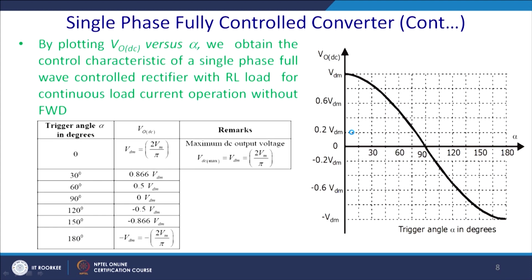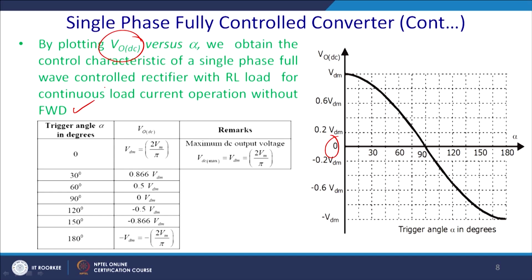Now, let us see the characteristics of this single phase fully controlled converter. So, we will plot VDC versus alpha. You can see that you can get a maximum value of VDC, that is 2 Vm by pi, and that is at alpha equal to 0. So, these are the control characteristics of the single phase converter, and we assume that the load current is continuous and without the freewheel diode, that means this waveform. Then what will happen, you will find that at 90 degree.